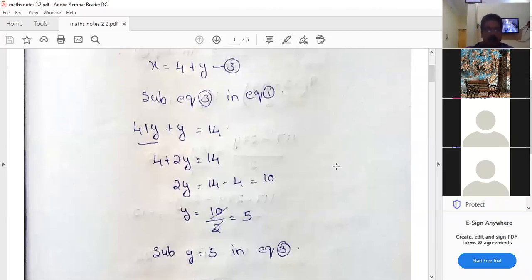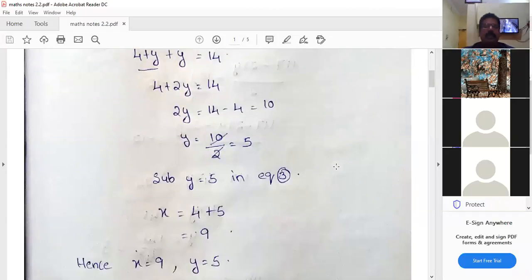Yes, sir. Now scrolling. Now this is the last part. x equal to 9, y equal to 5 is the solution of the equation by the substitution method. Substitution method means you take one of the equations and write x in terms of y, x equal to 4 plus y, that I substitute in the first equation. And then I got the value of y, then the y value I substitute in the x equation. x equal to 9 and y equal to 5 I got. Okay.